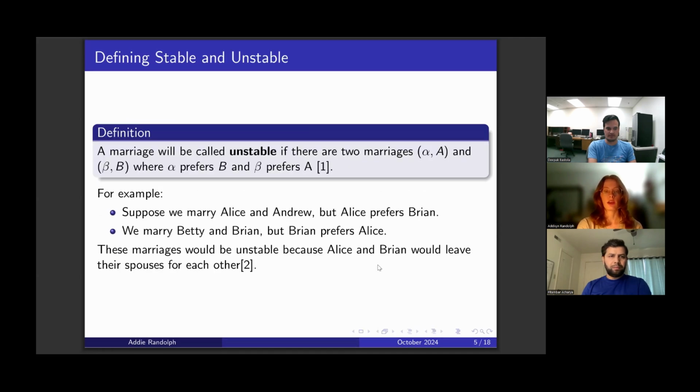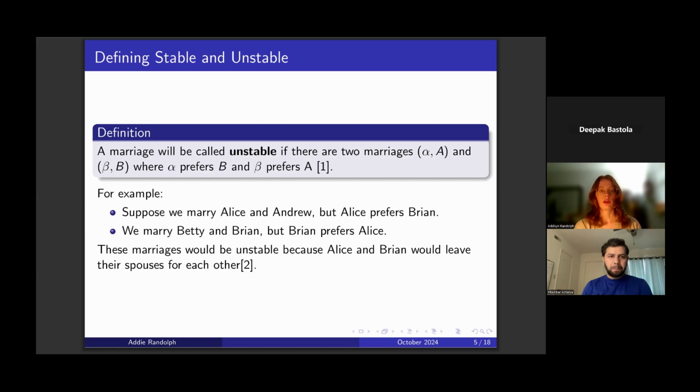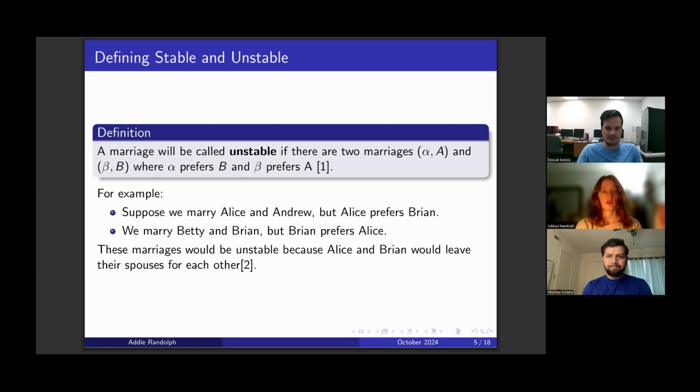And so let me define what I mean by stable, and we'll do that by defining what we mean by unstable. So a marriage will be called unstable if we have two sets, so an alpha and an A, and a beta and a B, where alpha prefers B and beta prefers A. So we have two matches where one of the spouses in each one prefers the other spouse in the other one. So for example, if we marry Alice and Andrew, but Alice prefers Brian, and Brian is married to Betty, but Brian prefers Alice.